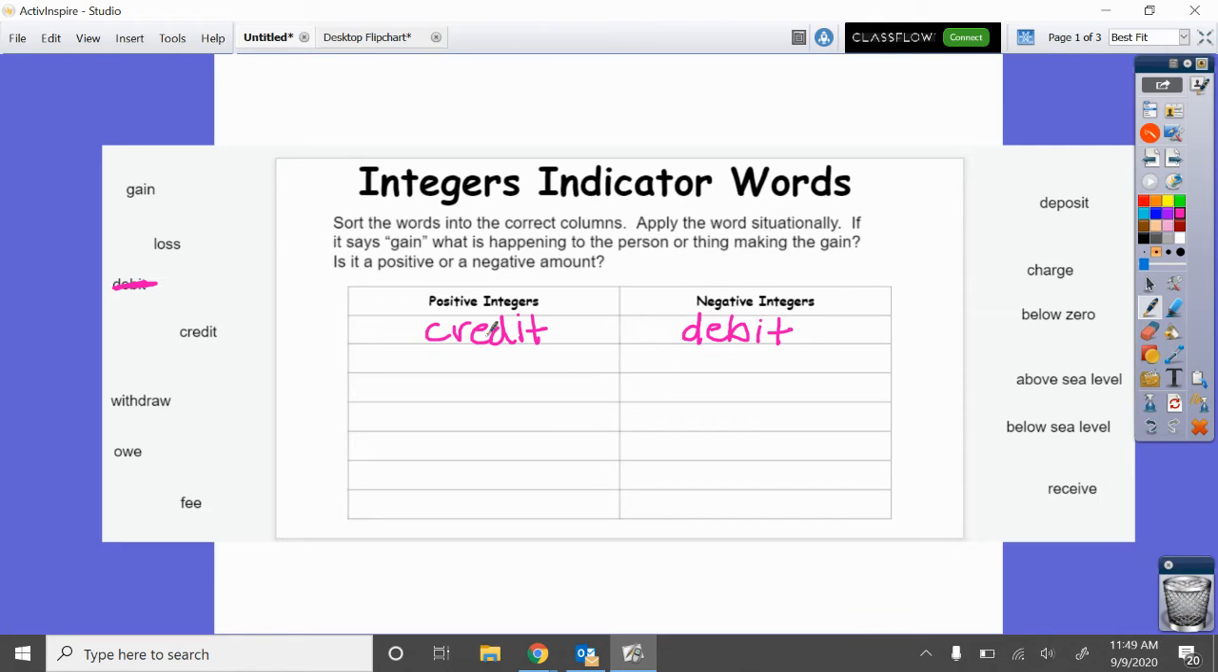So what I want you to do right now is pause this video and go ahead and put the rest of these words on either the positive side or the negative side. And when you get done, go ahead and play the video again and you can see if you're right because I'm going to fill in the rest of the words.